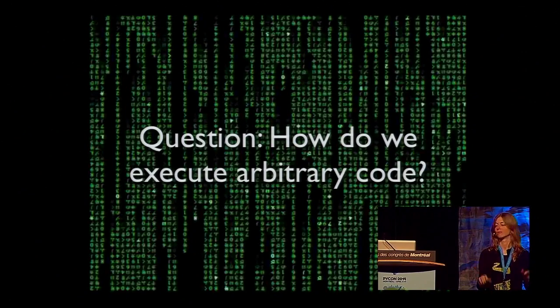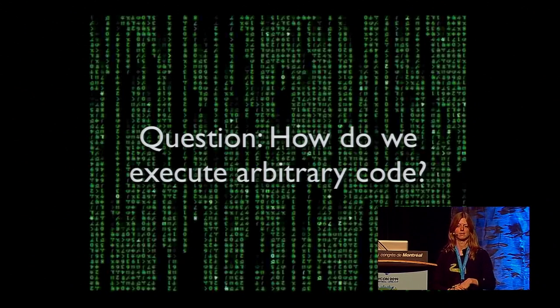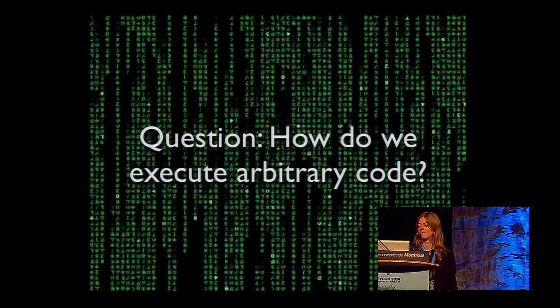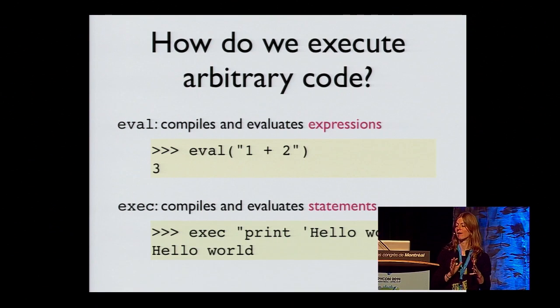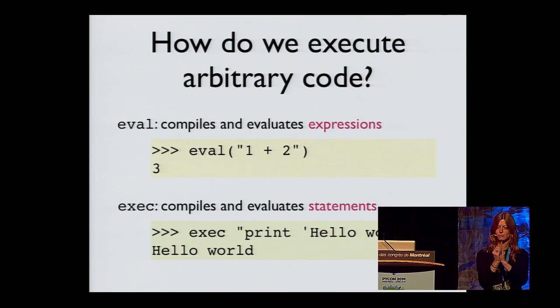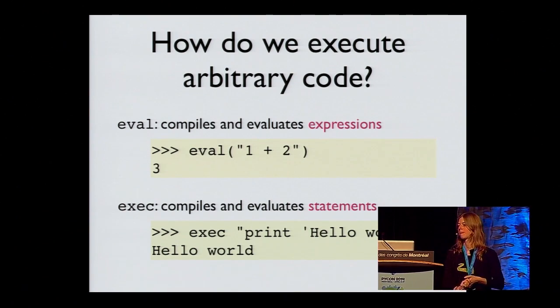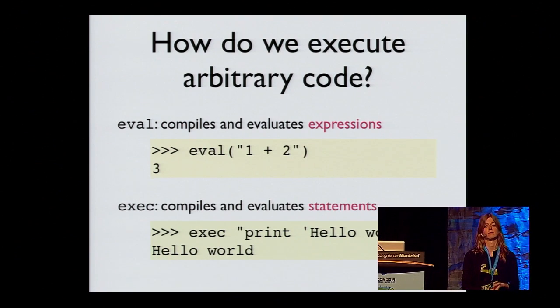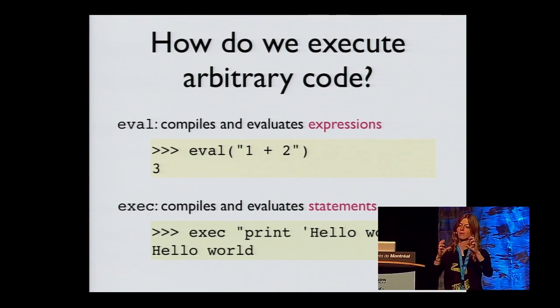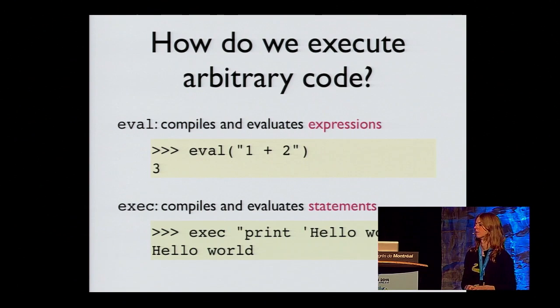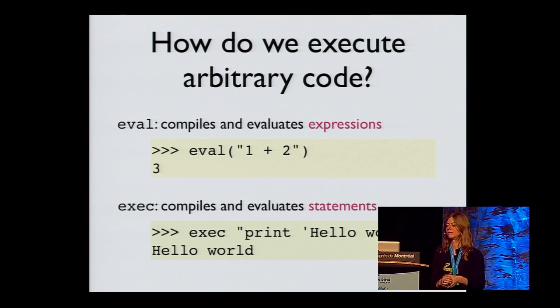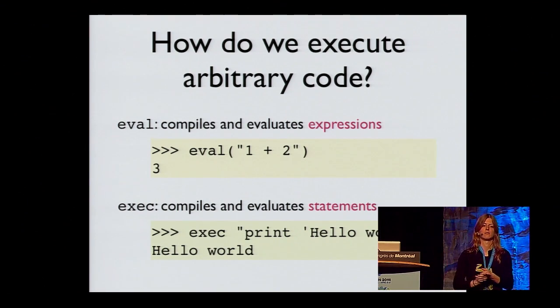OK, so our most fundamental question here is how do you execute arbitrary Python code in the first place? And we have two main primitives for this. We have eval, which compiles and evaluates expressions. An expression is really just some stuff that reduces to a value, like 1 plus 2. And then exec compiles and evaluates statements. Statements are the smallest standalone chunks of Python code. Exec is more general because all Python programs are made of statements. So we'll use exec as the basis for our sandboxing model.